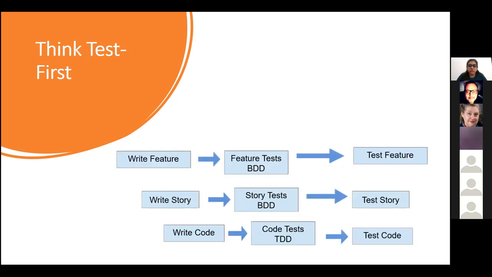Let's see how the think-test-first approach requires us to build these tests. Once we are writing the feature, the feature test can be written using behavior driven development, which we call BDD. While we are writing the stories, we also write the tests using BDD again. And once we are writing the code, we can write the test using test-driven development.